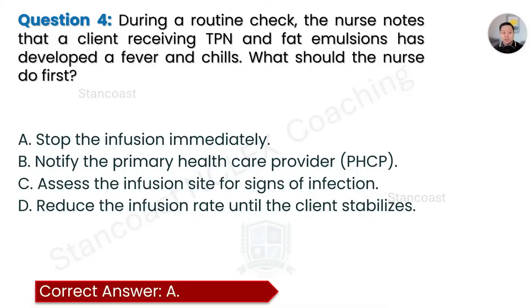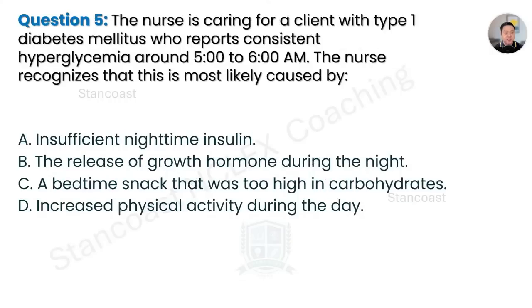Again, your clue here is to eliminate options that delay critical actions or fail to directly address the source of the problem. And you have to recognize that partial measures such as reduce rate are rarely sufficient in emergencies such as this one. We have question number 5.